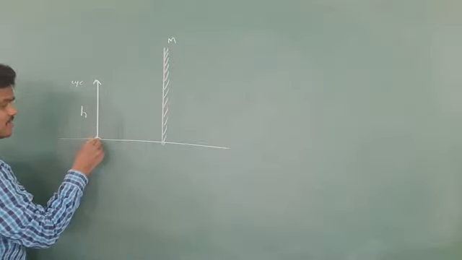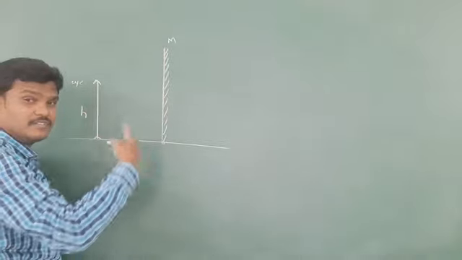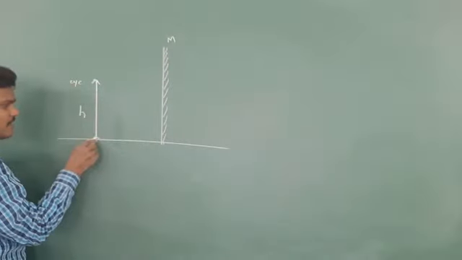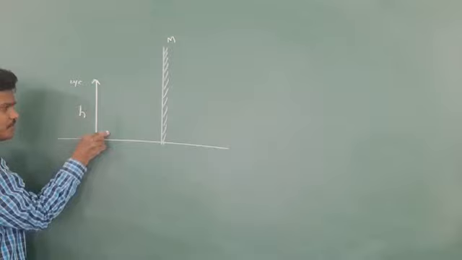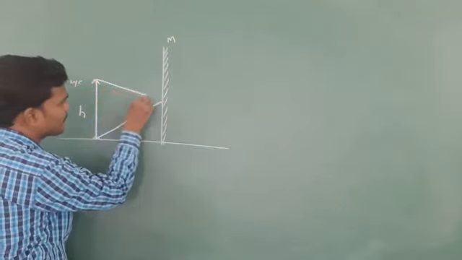So to see his bottom, he is an object. An object will emit light rays in all directions. So one of the light rays coming from the bottom reaches the eye.